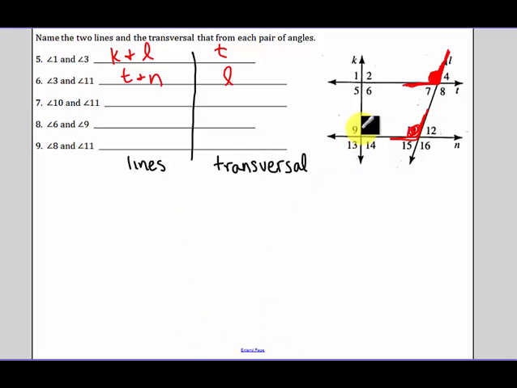10 and 11. 10, and let me erase what I had. 11. One angle, the other angle, okay, our transversal is N, and then the other two lines are K and L because those are the other two lines that make up the angle. N is the part that I traced over twice.